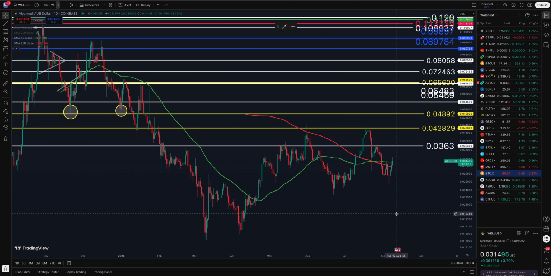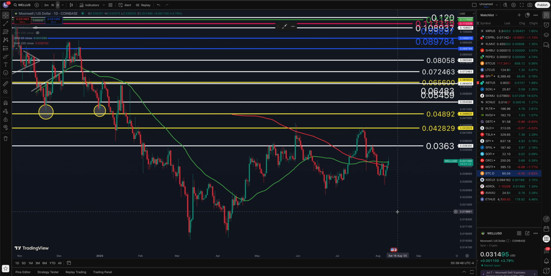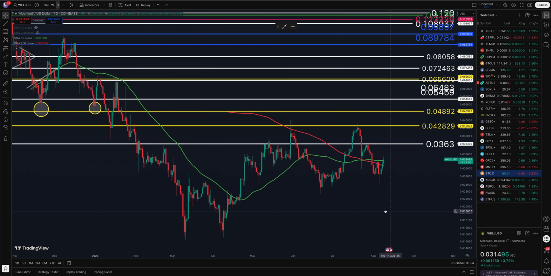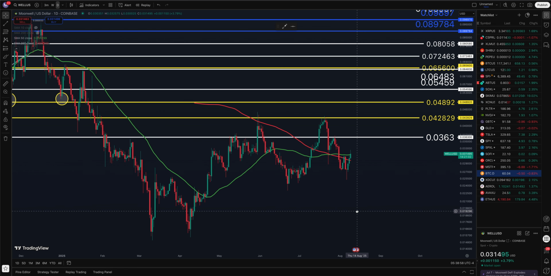So I like to use the Coinbase exchange charts when I can. Coinbase should be easy access for most people here. And then they also have the Coinbase Pro if you're into trading. All right, it's been a while. Let's see what's going on.